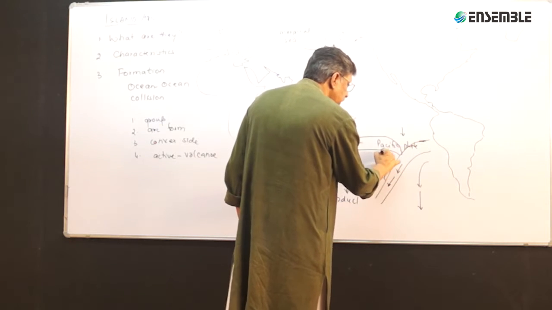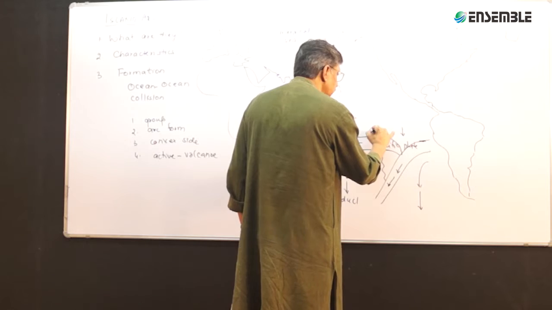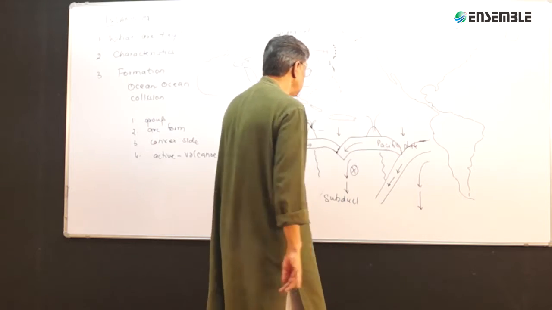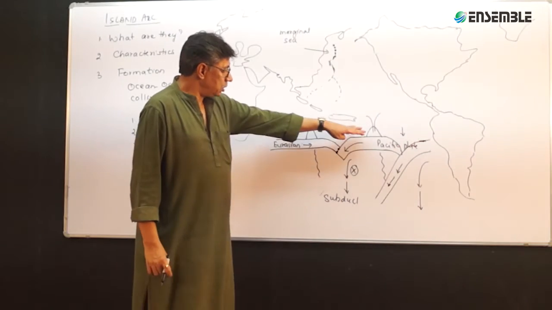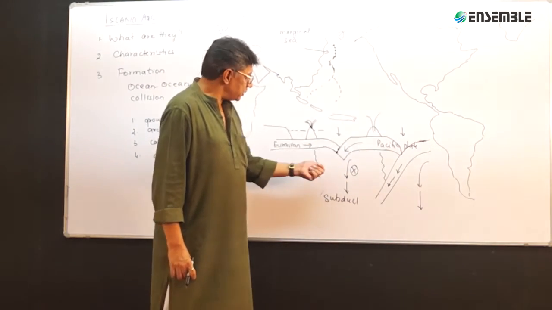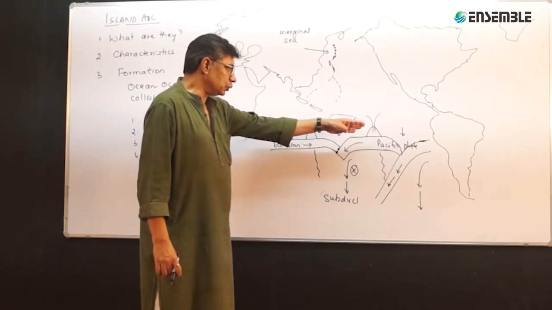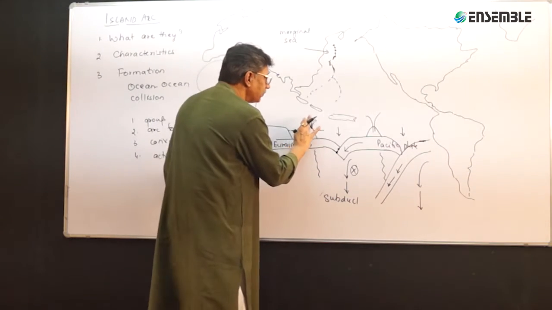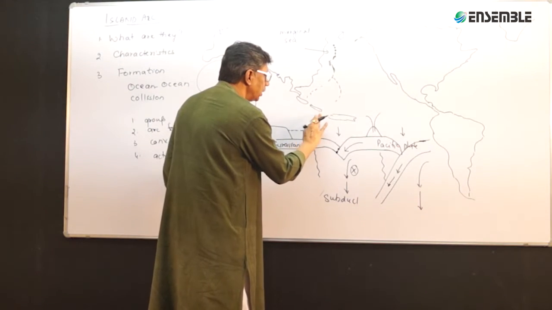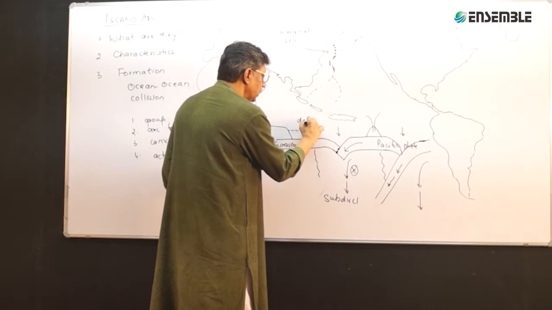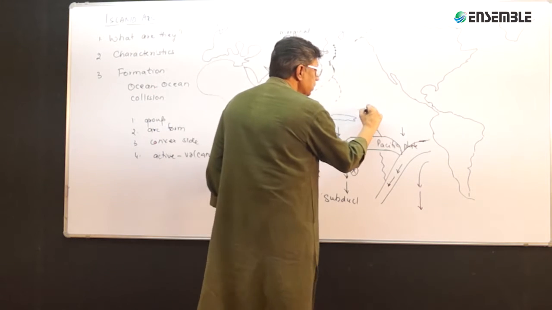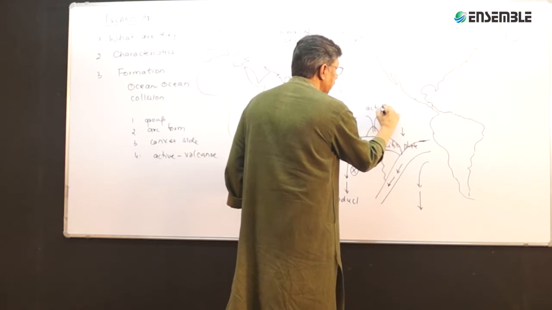And it is the melting of this part that led to the evolution of such a chain, such an island once again. That means the process that was here goes on to start taking place here. And this volcano goes on to become a dead volcano. That becomes dead and this becomes active.